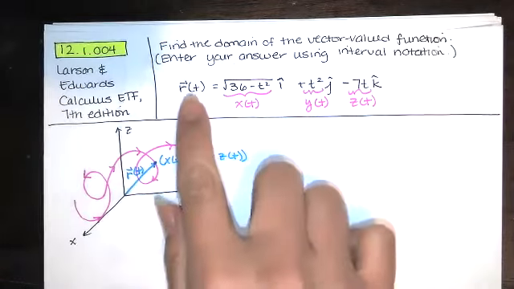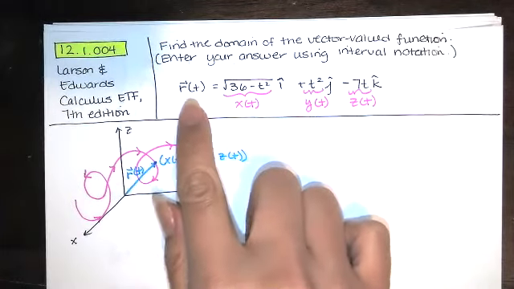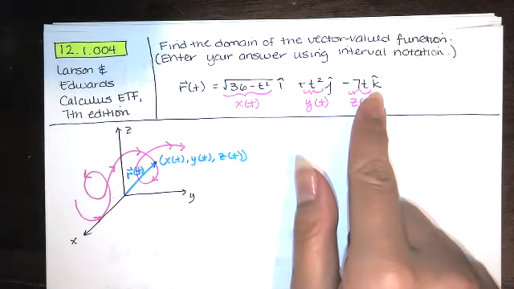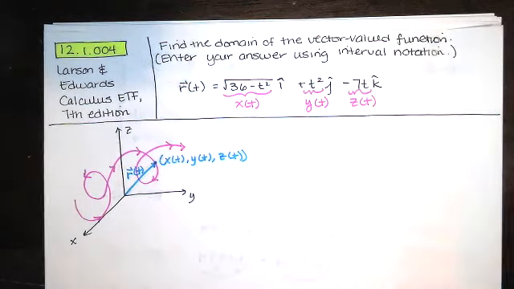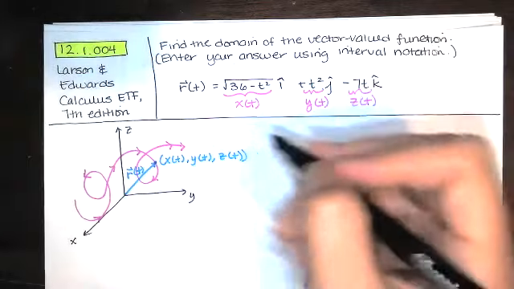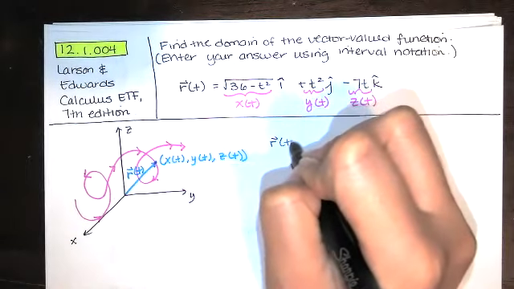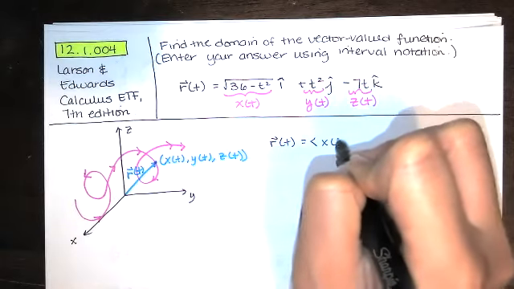Now we're trying to find all of the values of t that we can plug into this function over here where the answer that comes out will make sense. I'm going to use component form rather than this standard unit vector notation. So I'll use this form instead.